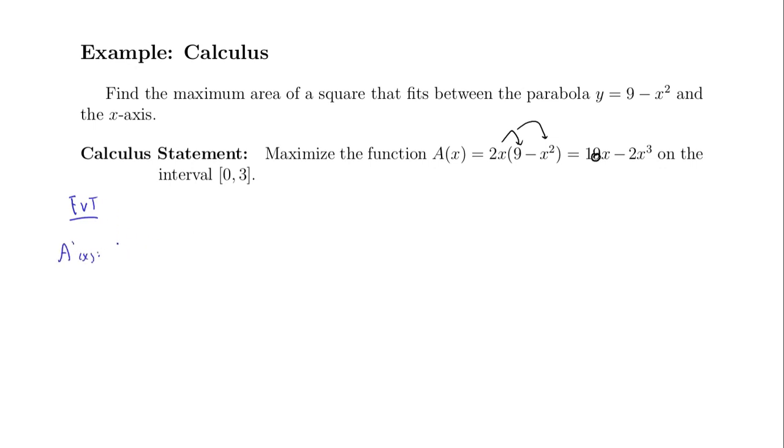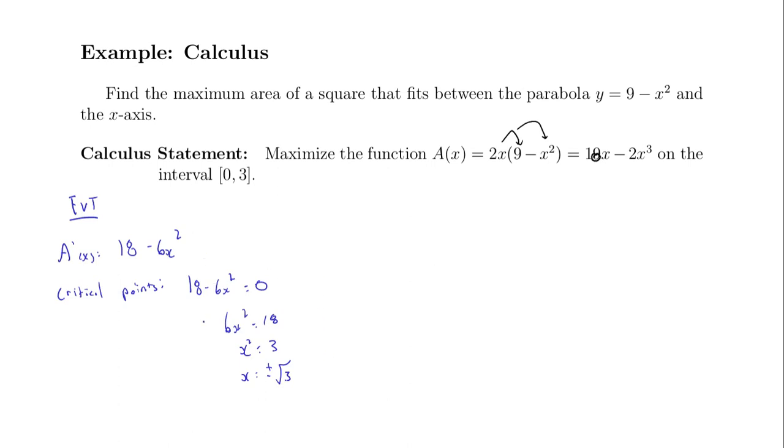My derivative is 18 minus 6x squared. I need to find critical points. I'm going to set this derivative equal to 0. Notice that it's going to exist everywhere. I can't ever have any x values that will make it not exist. So I'm going to say 6x squared equals 18. So x squared equals 3. So x is plus or minus root 3. That's an ugly x. Let me fix that one. There we go.